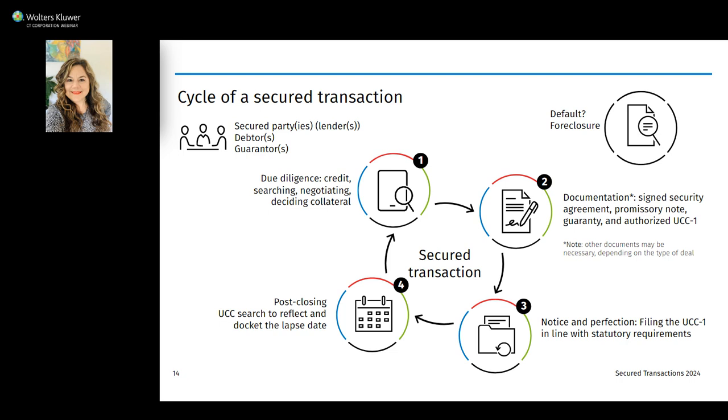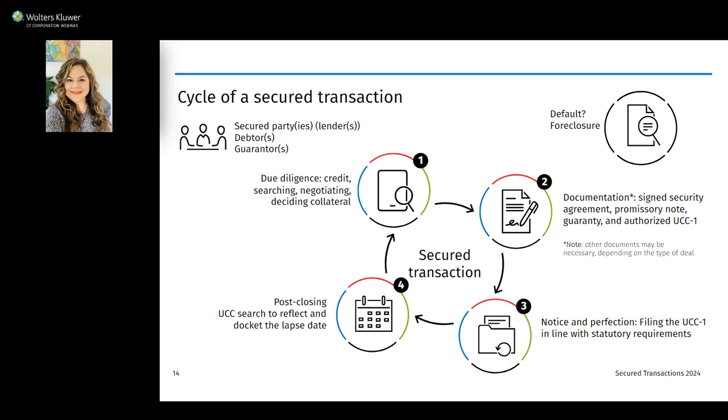Next in the cycle is the notice and perfection. What do I mean by that? Well, the secured party is obliged not only to make sure that the filing of the UCC document is authorized, but it also has to be filed in the proper jurisdiction, and again, containing those special provisions that Florida might ask for, like the stamp tax and so forth. This particular process means, if it's done correctly, that the secured party has perfected its security interest in the property.